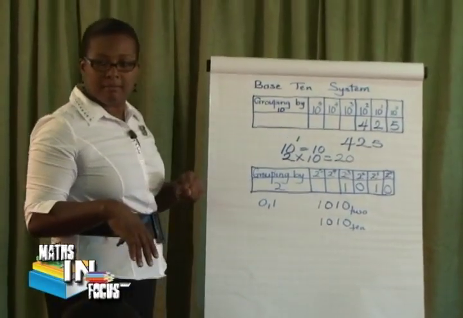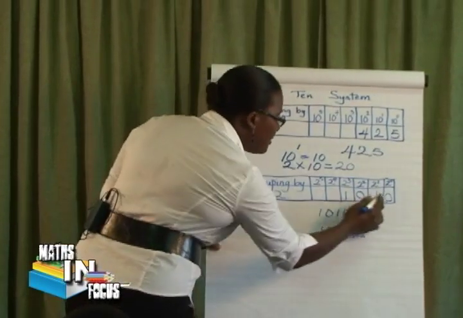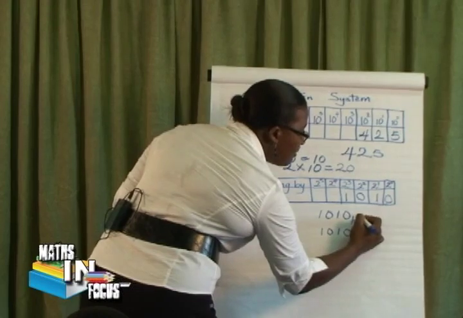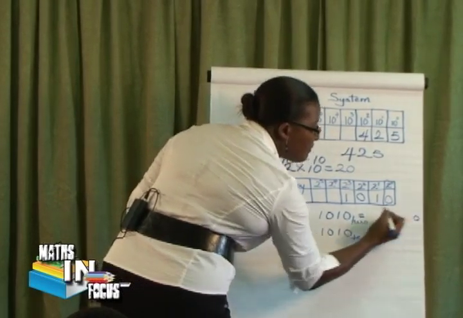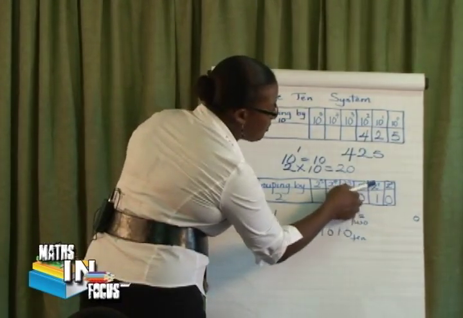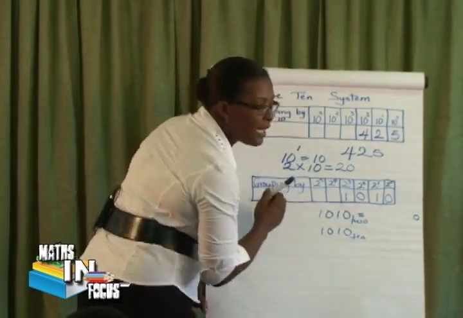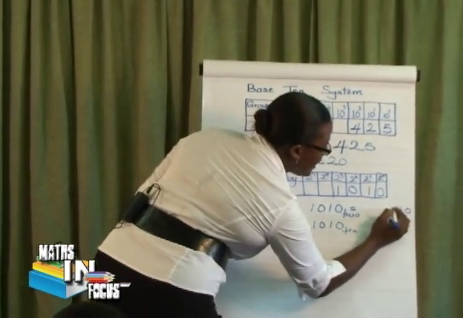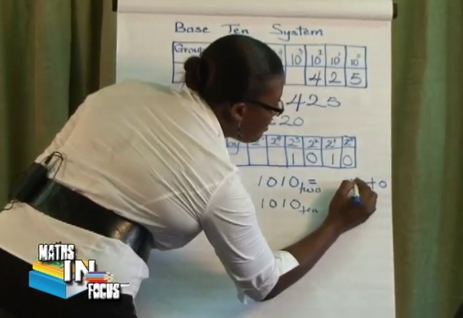One is already in base 10. So the value of this one is 1010. But what is the value of this number? So let's find out. Here is the units column. So we have no units. This is the twos column. So this one indicates to me that I have 1 two. So I'm going to add that to 1/2.